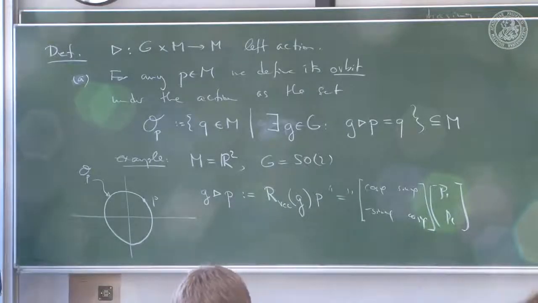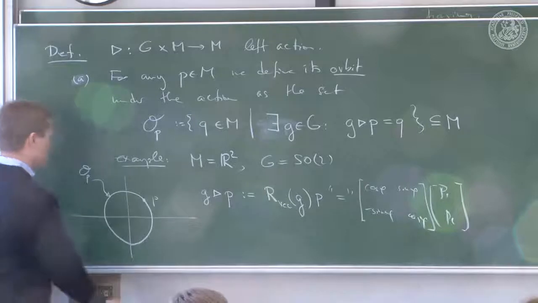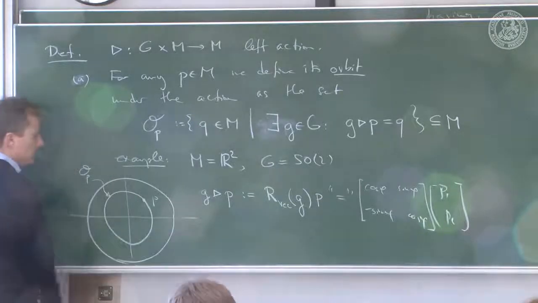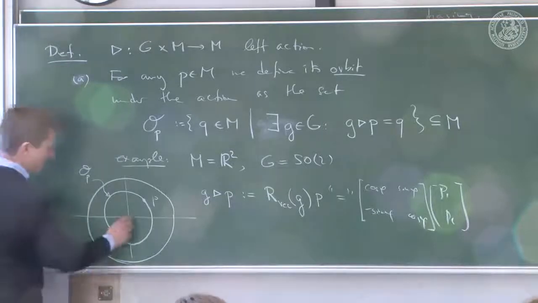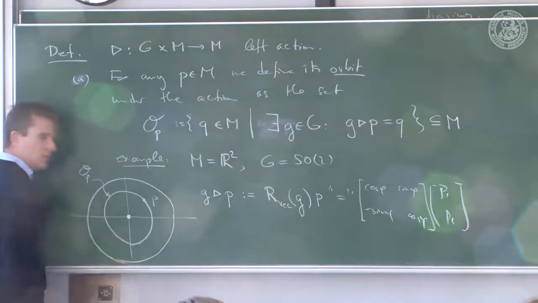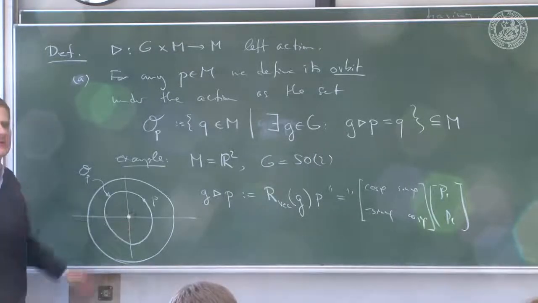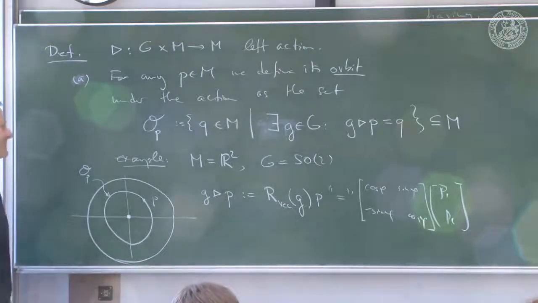Right. All the orbits are all the circles, but there's also one point here, which is the orbit of itself, right? It's also the orbit of that point. That's not a circle. That's just a point. Okay?